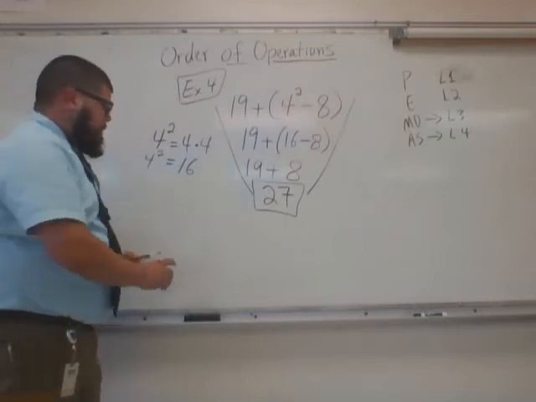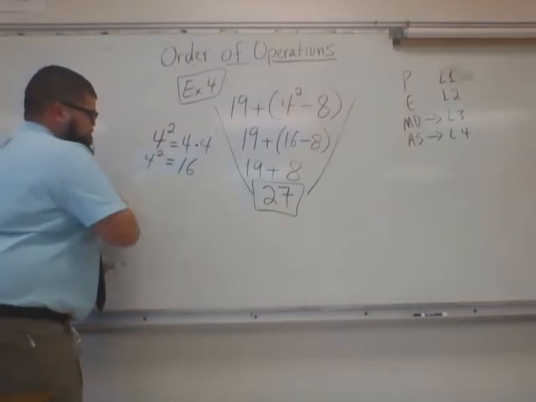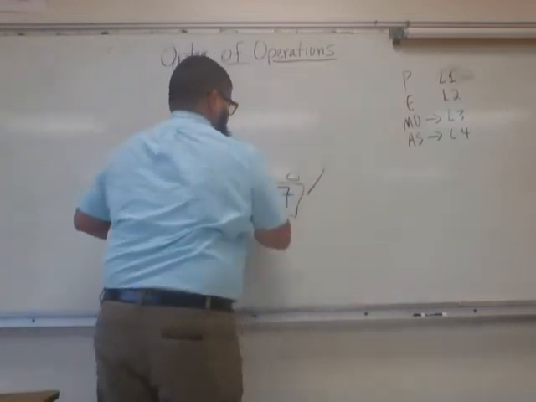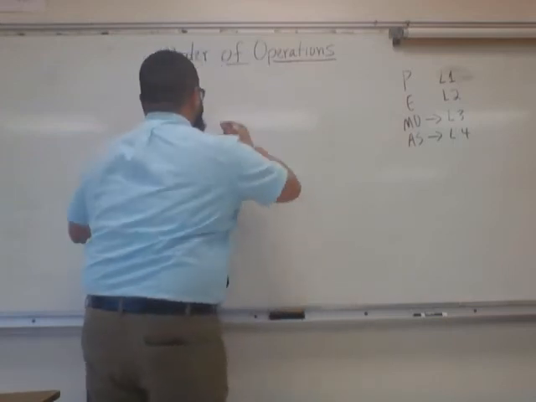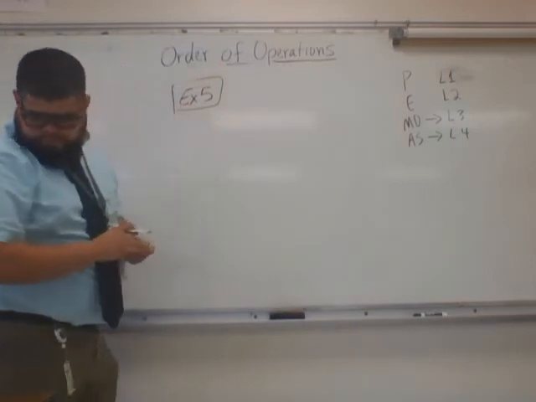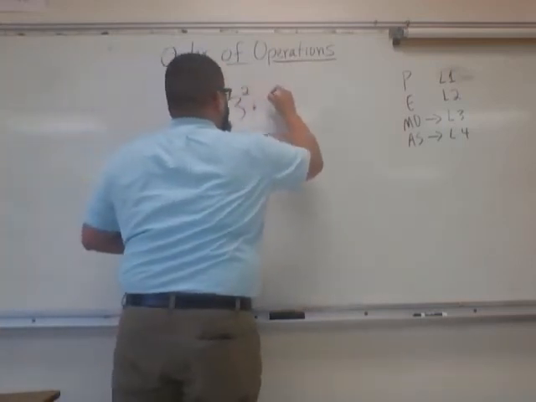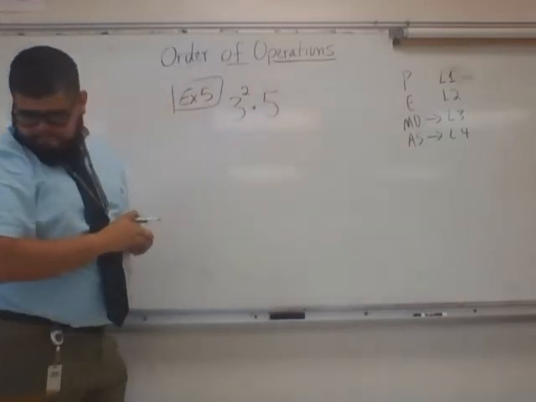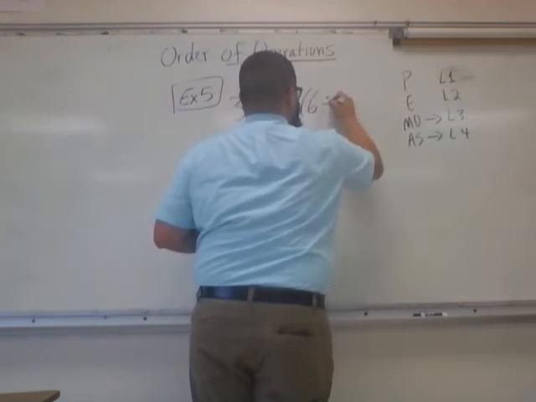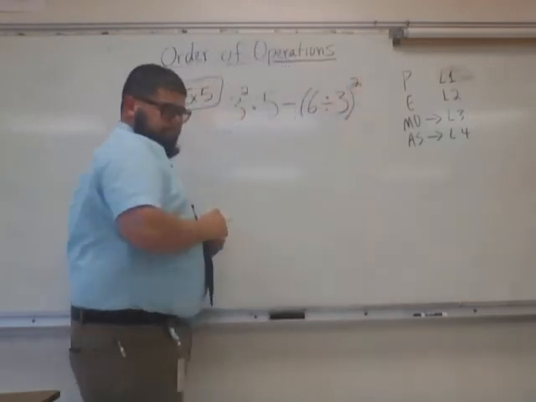All right, let's do one more example for this part 2. All right. Example 5. We have 3 to the second power times 5 minus, open parentheses, 6 divided by 3 to the second power.